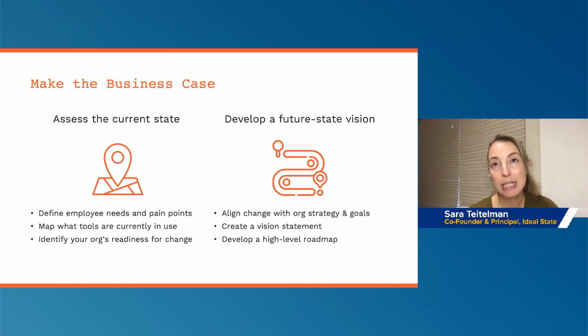At Ideal State, we like to do phased approaches to intranet strategy. So we like to come out strong with a version one, but knowing that we will grow and evolve the intranet over time rather than trying to deliver everything at once. It's generally too much, and we don't really know what it's going to be like in the wild.